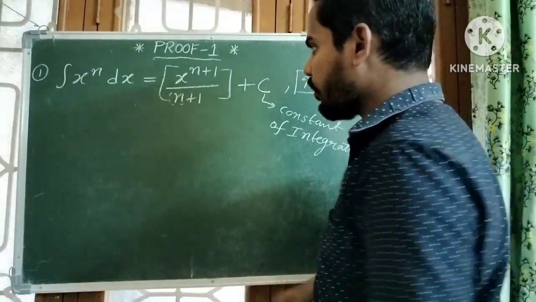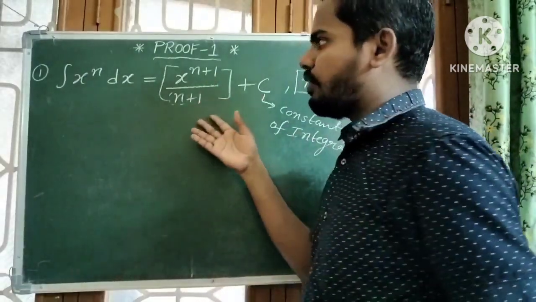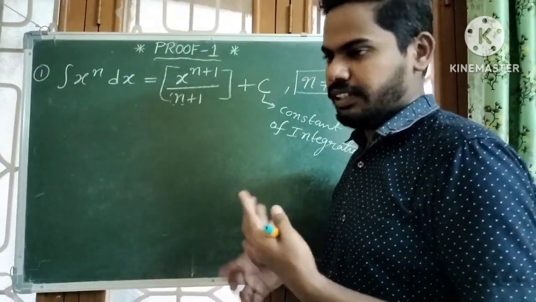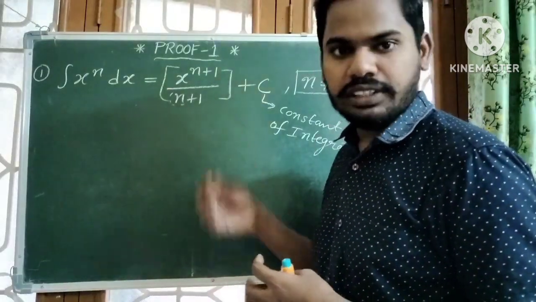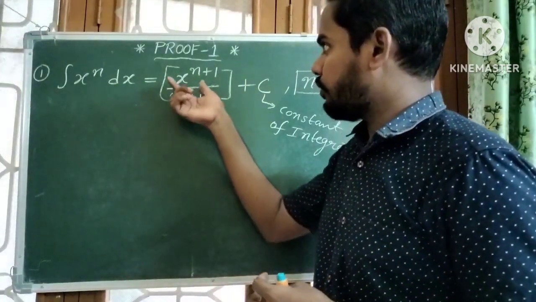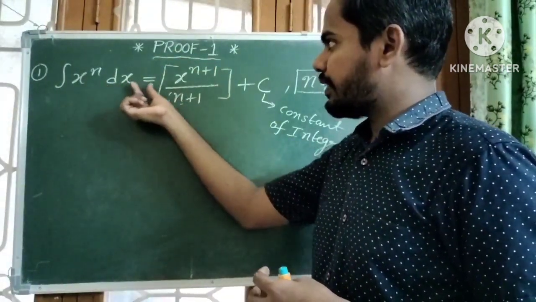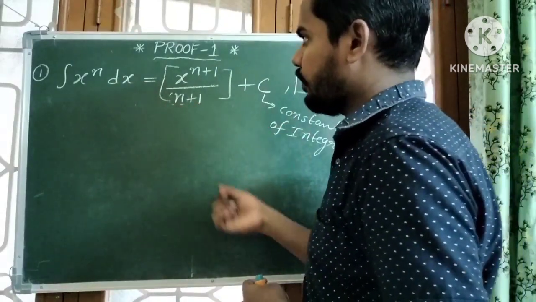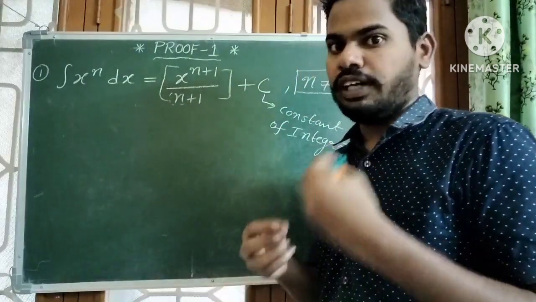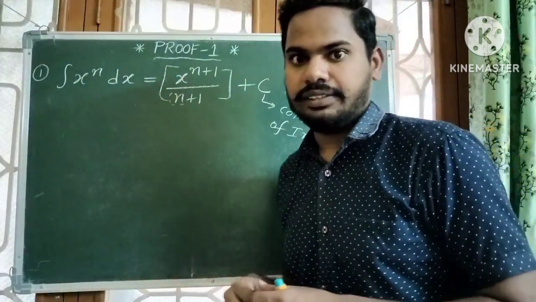Okay, so anyhow, how do we get this formula? This is actually the basic intention of making all these videos. So we are going to prove this formula: integral x power n dx is equal to x power n plus 1 by n plus 1 plus c. In this video we are going to derive this formula. Okay, let's start.